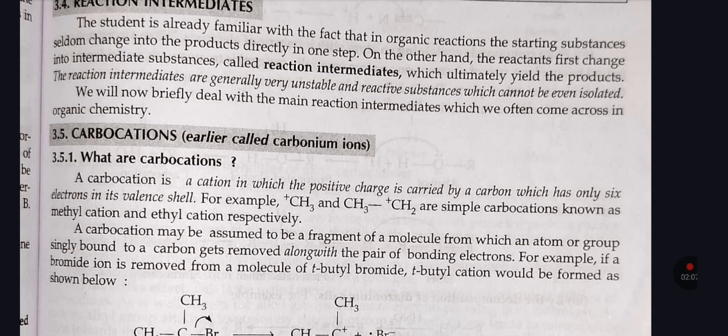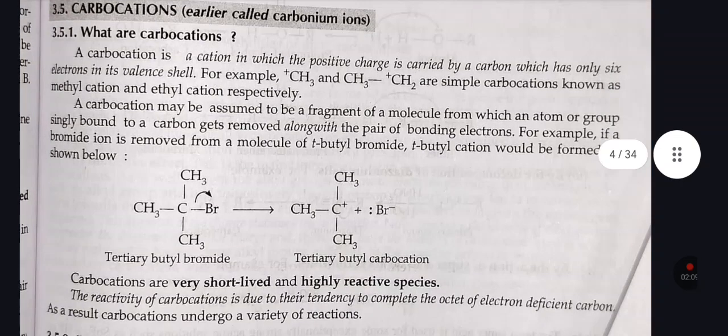Carbocation, earlier known as carbonium ion. What is a carbocation? A carbocation is a cation in which the positive charge is carried by a carbon which has only six electrons in its valence shell. For example, CH3 positive and CH3CH2 positive are simple carbocations known as methyl cation and ethyl cation respectively.